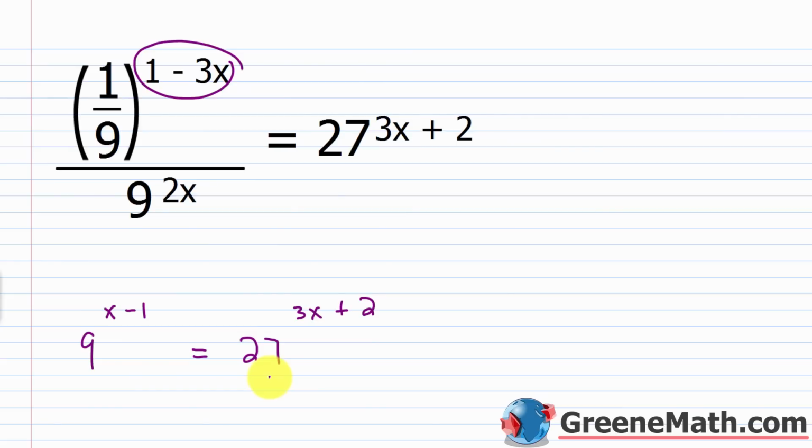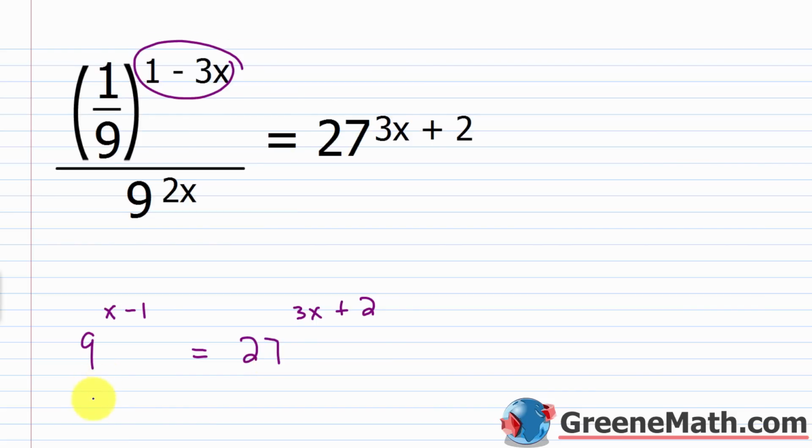Now the easiest thing to do here is to work with a base of 3, right? Because 9 is 3 squared, 27 is 3 cubed. Now you could make it work with 9 if you wanted to, but you'd have to use a fractional exponent, and that might add a little bit of complexity. So in order to just avoid that, let's just use 3 as the base.